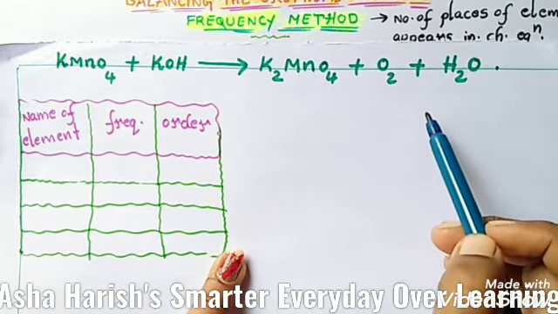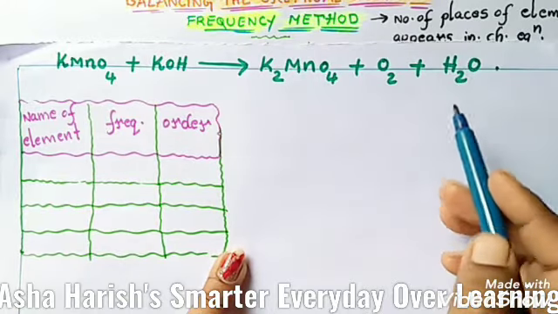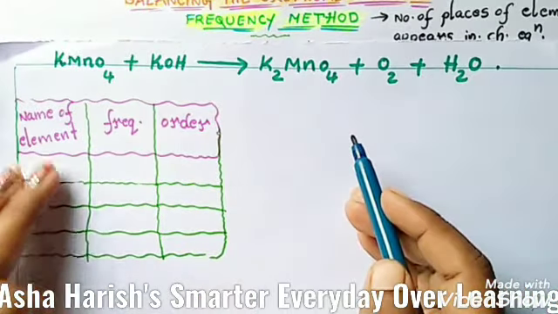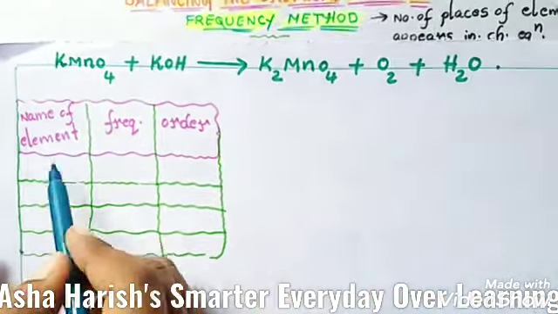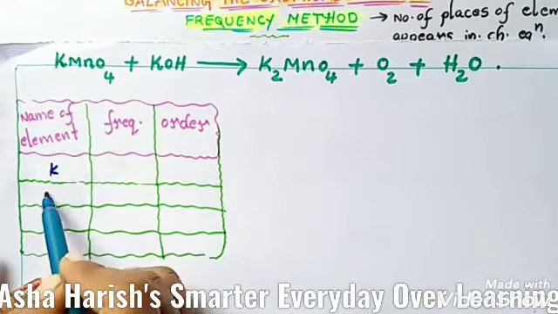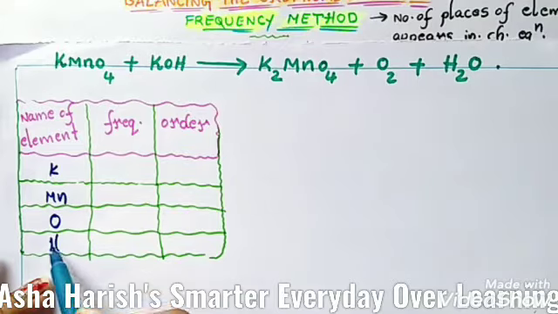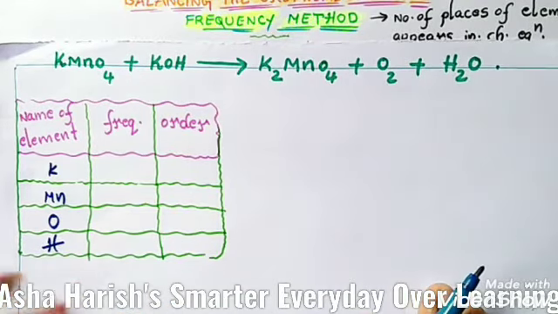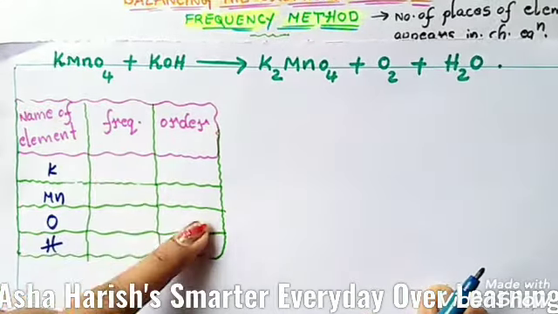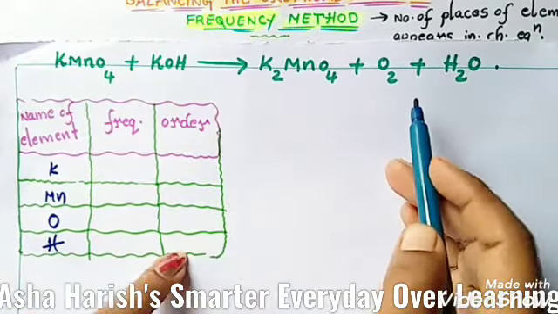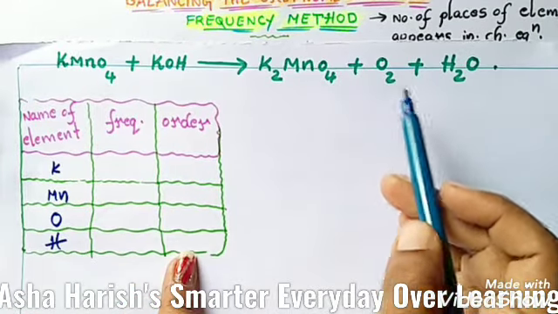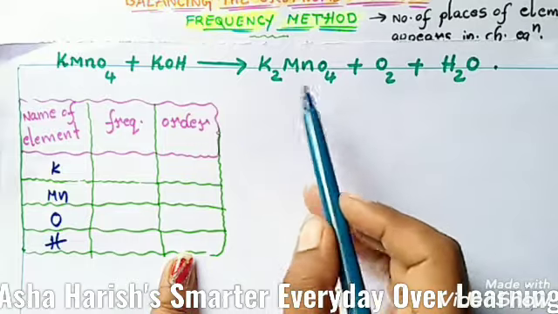This equation you need to balance now according to the frequency method. You need to find out the names of the elements first of all. Here: potassium, manganese, oxygen and hydrogen. Okay, these are the elements. Coming to frequency, students, you need to count the number of places where the elements are present.